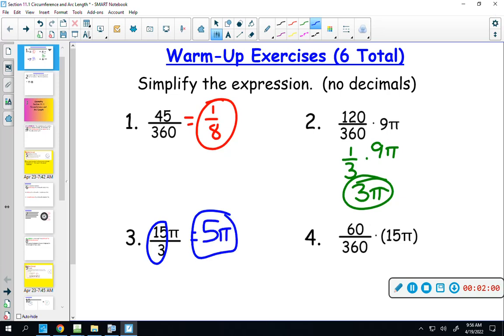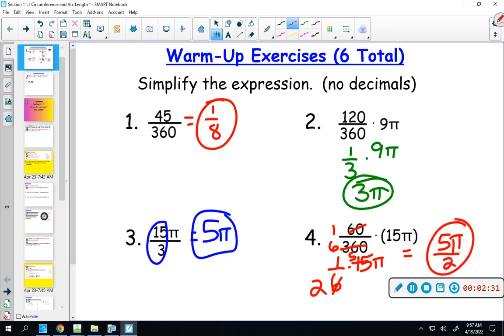Okay, just to be fancy, I'm going to do this one by hand, because I can reduce 60 over 360 in my head. 60 goes into itself once, and 60 goes into 360 how many times? 6. Now, we have to do times 15, of course, but I can reduce that in my head. What goes into both 6 and 15? 3. 3 goes into 6 twice, 3 goes into 15 5 times. So I have 1 times 5 on top, or 5 pi, and 2 on the bottom.